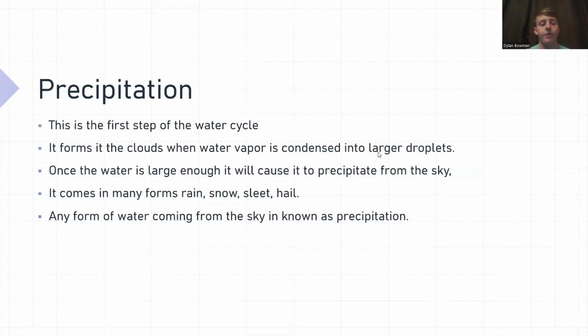Precipitation. This is the first step of the water cycle. It's formed within the clouds when water vapor is condensed into larger droplets. Once these droplets are large enough, it will cause precipitation from the sky. It can come in many ways, most commonly in our area, at least, rain. It can also become snow, sleet, hail. Any form of water that comes from the sky is known as precipitation, and it's what kicks off the water cycle as a whole.